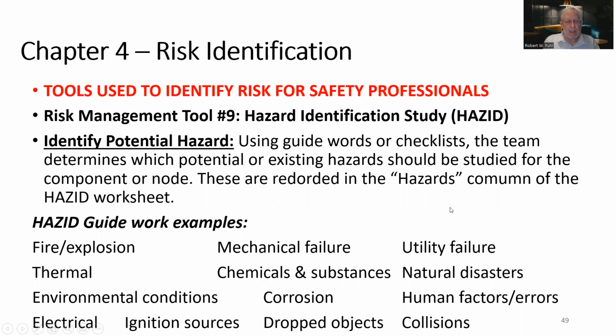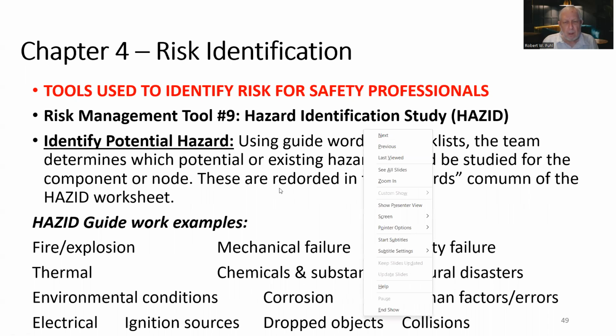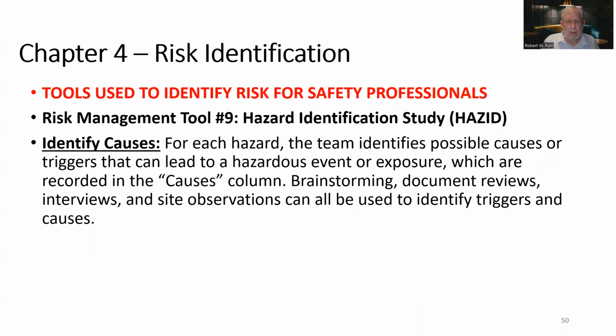Identify potential hazards. Using guide words or checklists, the team determines which potential or existing hazards should be studied for the component or node. These are recorded in the hazards column of the hazard worksheet. Hazard guide word examples: fire, explosion, mechanical failure, utility failure, thermal, chemical and substances, natural disasters, environmental conditions, corrosion, human factors, errors, electrical, ignition sources, dropped objects, collisions. A lot of hazard words can be thrown about there.